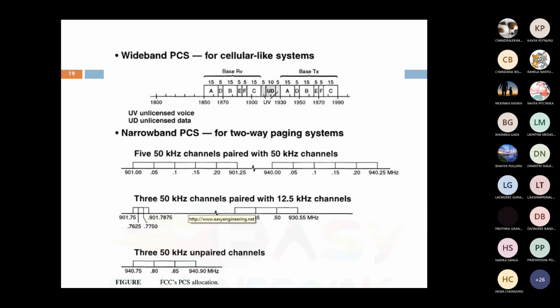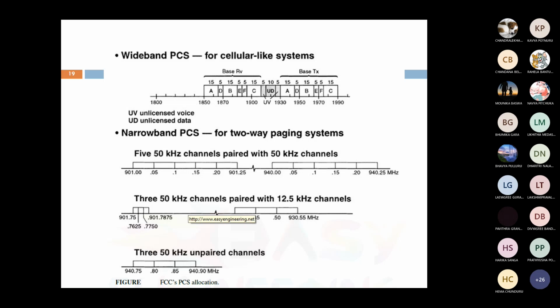It is divided into a number of bands: A, D, B, E, F, C, like this. The same A, D, B, E, F bands we again use with respect to UD and UV. One band, A, is for receiving, and one, B, is for transmission. That is, two frequencies are required, one for transmission and another for receiving.